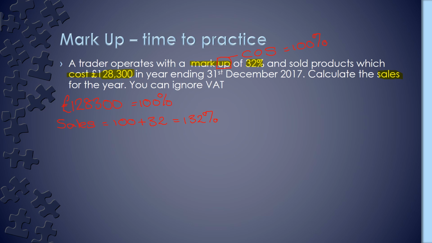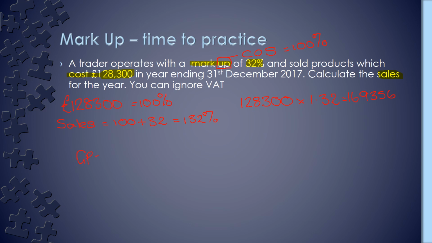So work that into a formula. Again, you can work out what 32% is and add it on, or you can do the decimal way, which is the way I prefer to work. So 128,300 multiplied by 132%, which is 1.32, and that brings you out at a figure of 169,356. So once you've worked that out, always go back and put it back in so you can check that you do come back out at the right markup percentage.